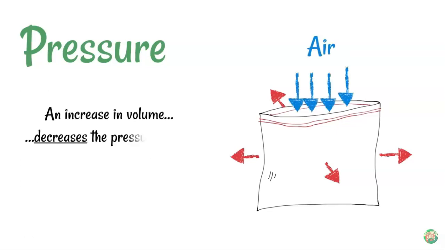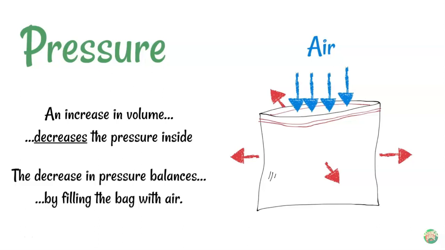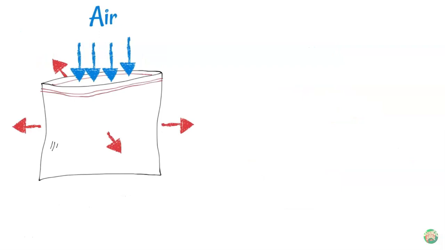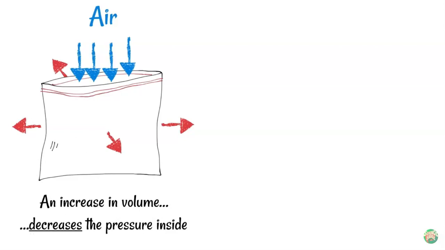Now what's happening? Well, we've increased the volume, and what this has done is it has decreased the pressure inside of the bag. Now that decrease in pressure immediately balances itself out by filling the bag with air to then rebalance that pressure. Now let's contrast this with a slightly different example. Remember, with this food bag example, an increase in volume will decrease the pressure inside.